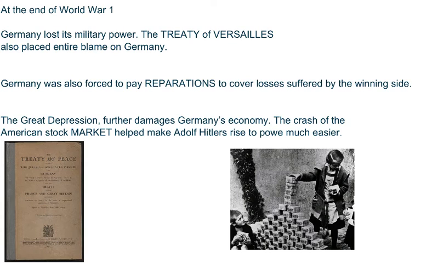The crash of the American stock market also helped make Adolf Hitler's rise to power much, much easier, because he could then try to blame a lot of these problems on other individuals, which we'll get into in a moment. Things got so bad in Germany that in this picture down below, kids would actually play with stacks of money because the paper money had no value, due to inflation. Kids were simply using it as toy blocks. It was a very, very bad time in Germany.